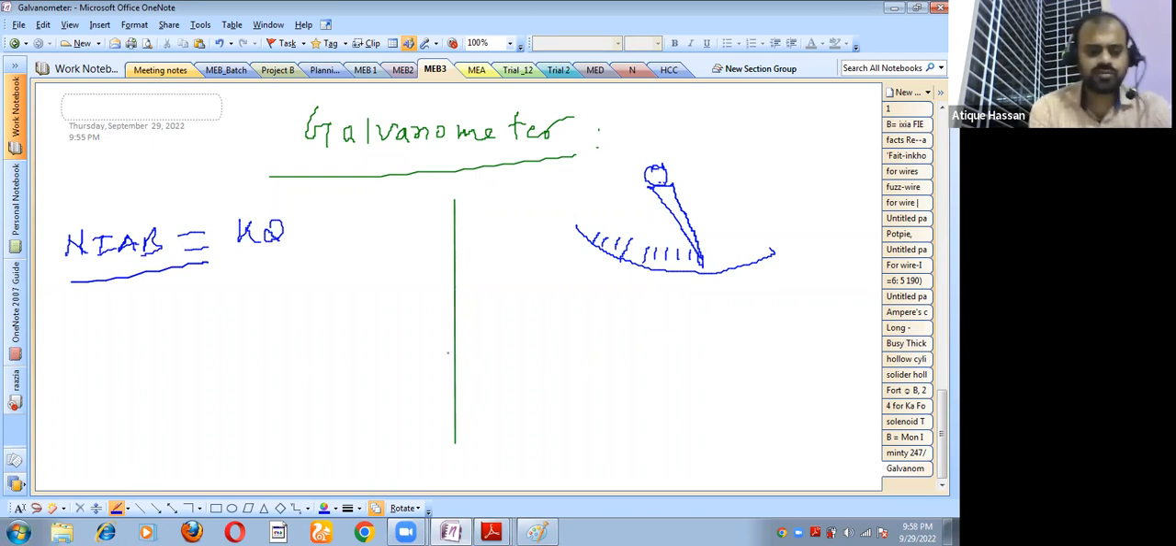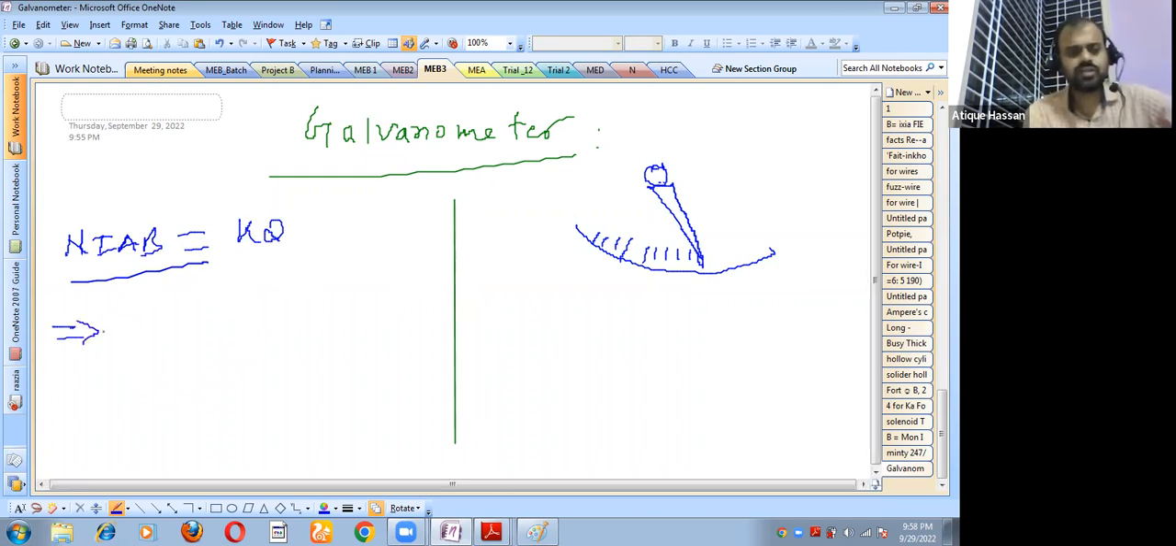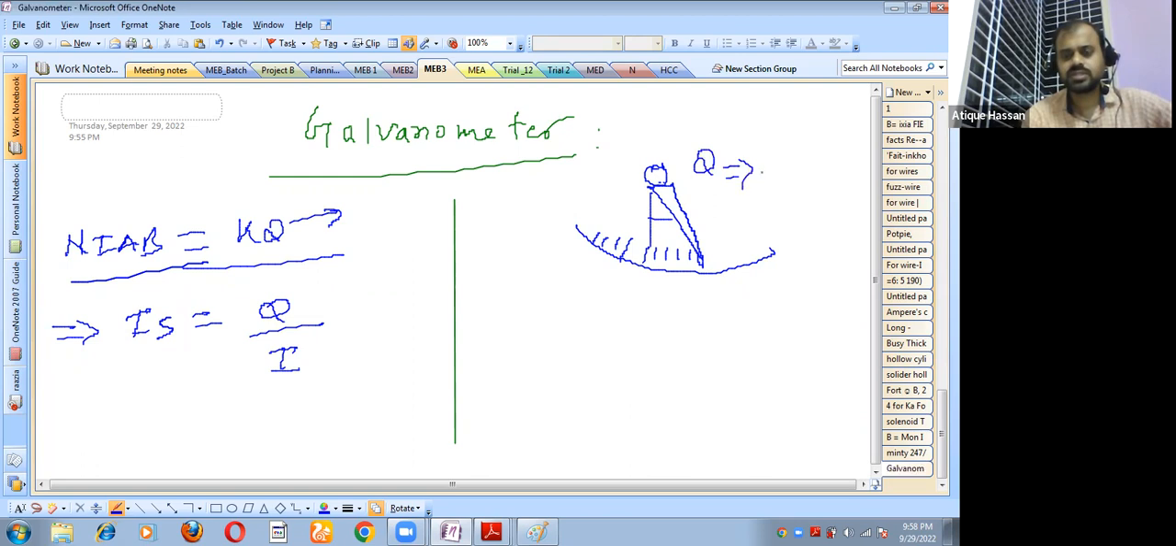Which you have studied in class 12 in detail. So generally we use the expression NIAB equal to k theta, where theta is the deflection. From here you can calculate all the things based on construction and working. From here we define two things: current sensitivity, which is given by theta by I. Here theta is the deflection, basically deflection.